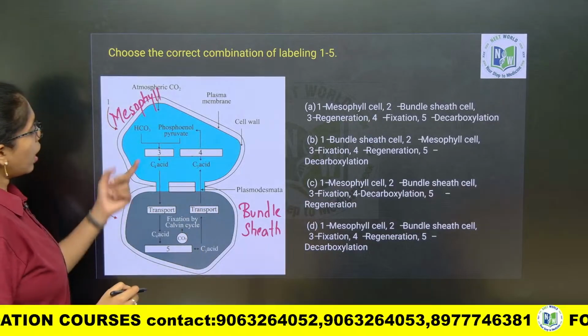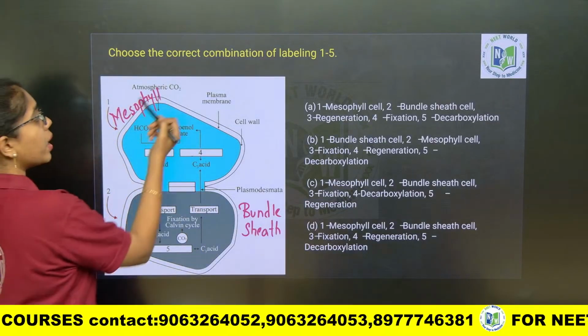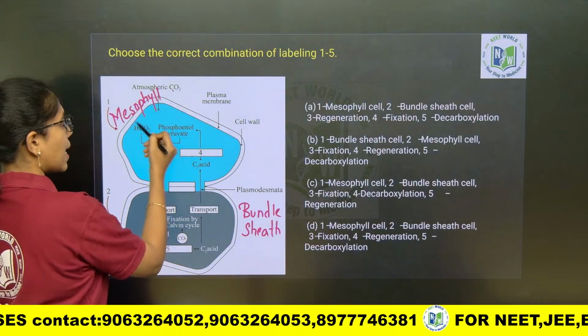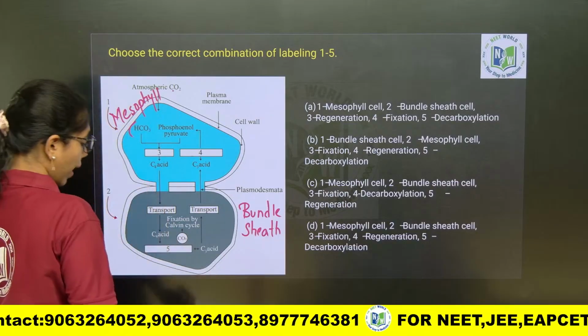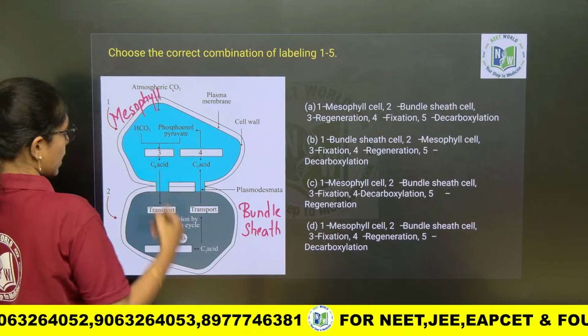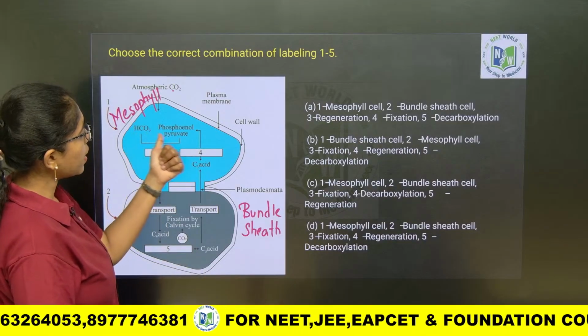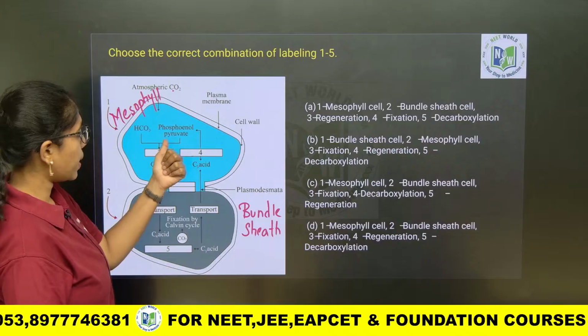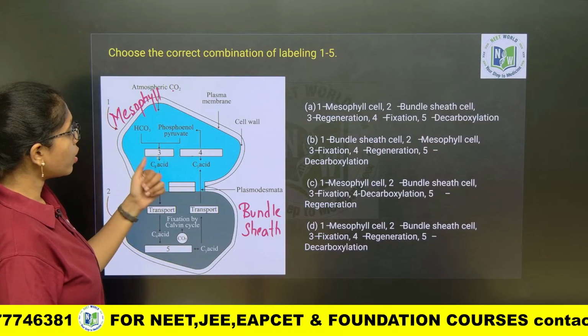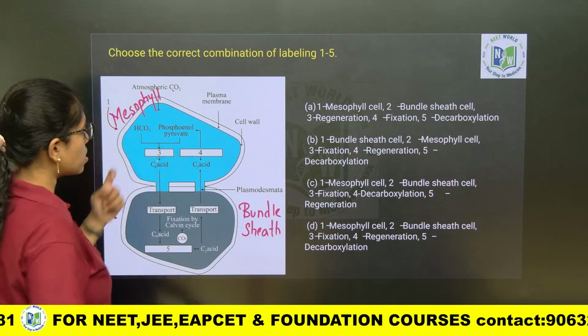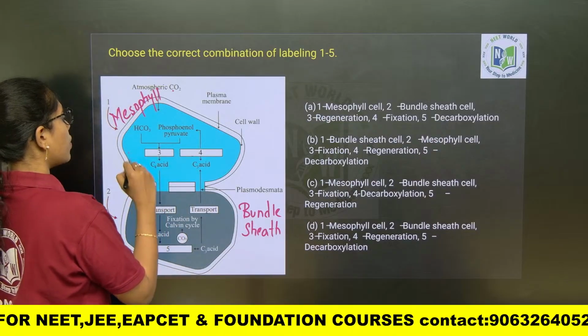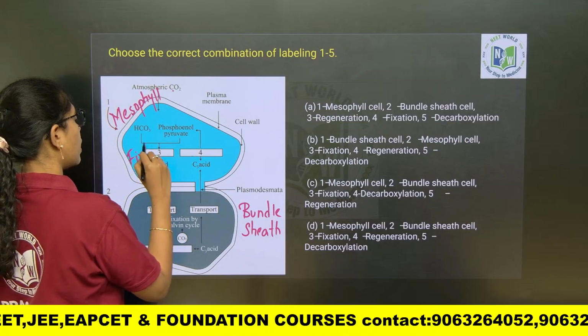Fine, ma. And here you see the primary carbon dioxide is converted to hydrogen carbonate by the enzyme carbonic anhydrase, and this hydrogen carbonate along with PEP, which is the primary acceptor, will form what? Oxaloacetic acid. This step is called as what? Fixation. So 3 will be what, Nana?